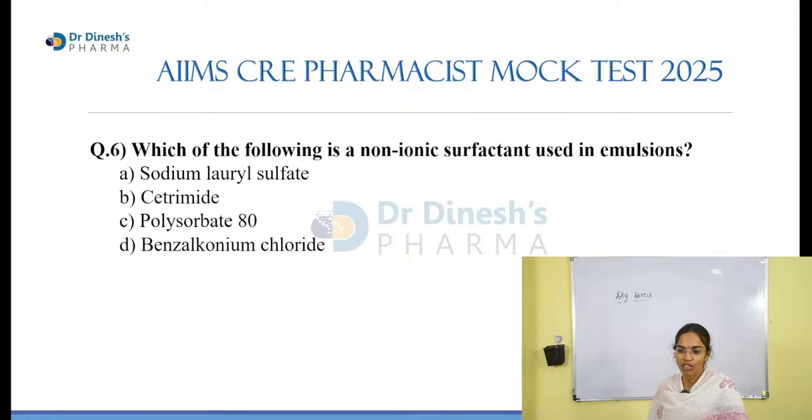Question number 6. Which of the following is a non-ionic surfactant used in emulsions? Very important question from all competitive examinations' point of view. Especially in the case of emulsions, these are the most confusing ones, whether it is ionic, anionic, cationic, or non-ionic. The options are sodium lauryl sulfate, cetrimide, polysorbate 80 and benzalkonium chloride, and the right answer is polysorbate 80.